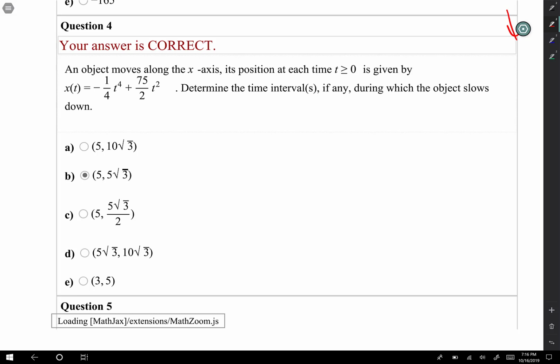All right, here we go. An object moves along the x-axis. Its position at each time t greater than or equal to 0 is given by x of t equals blah. Determine the time intervals, if any, during which the object slows down.